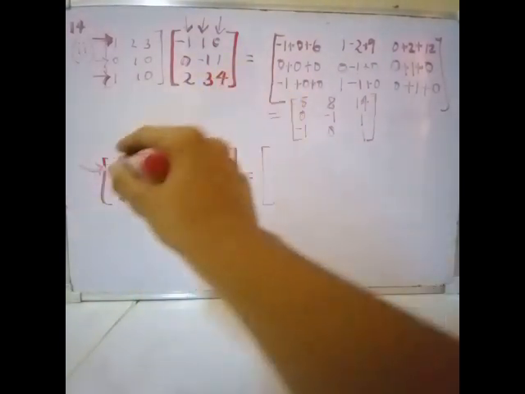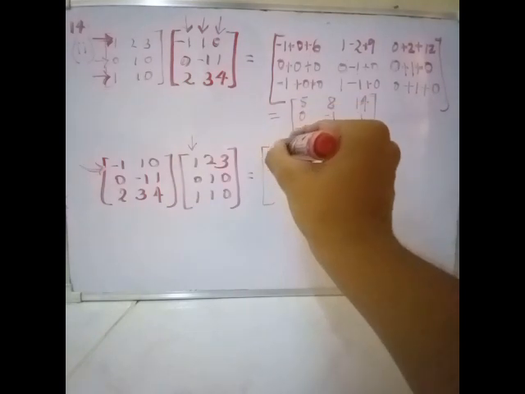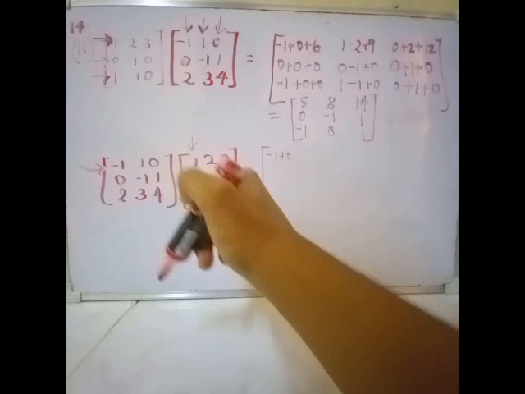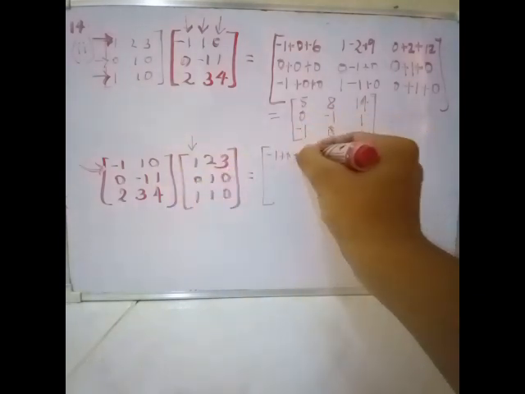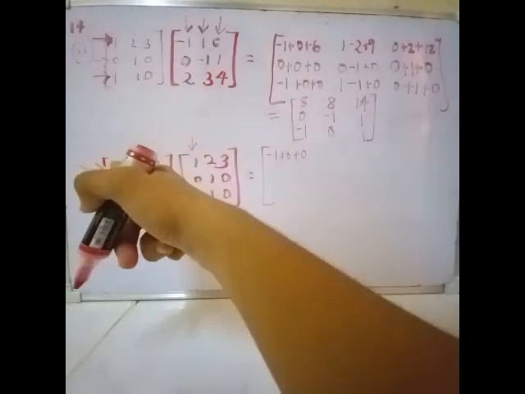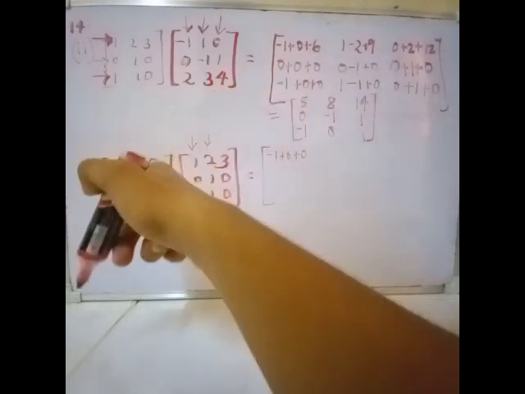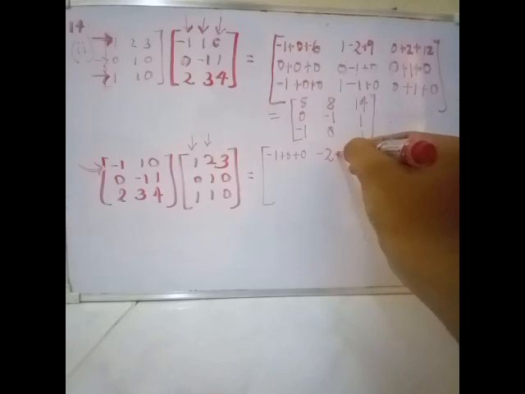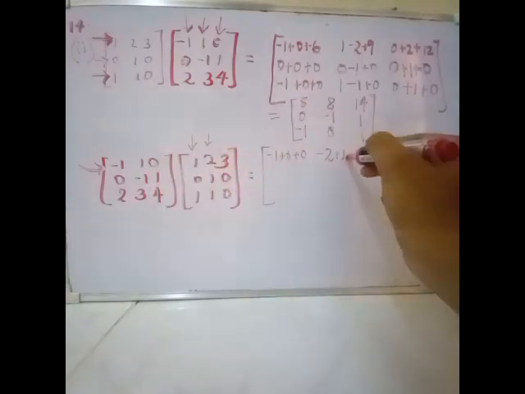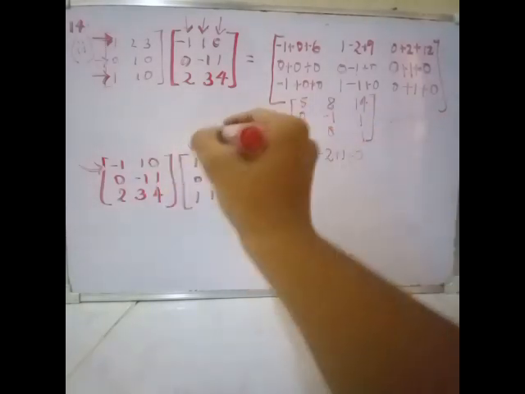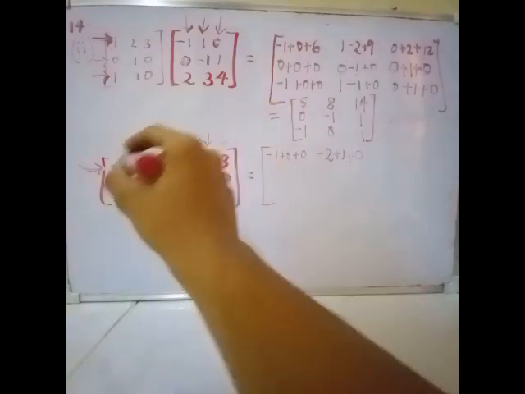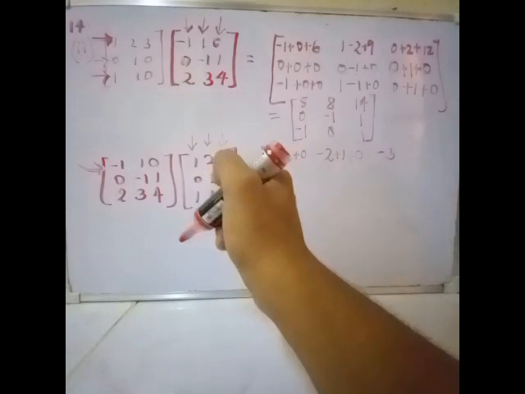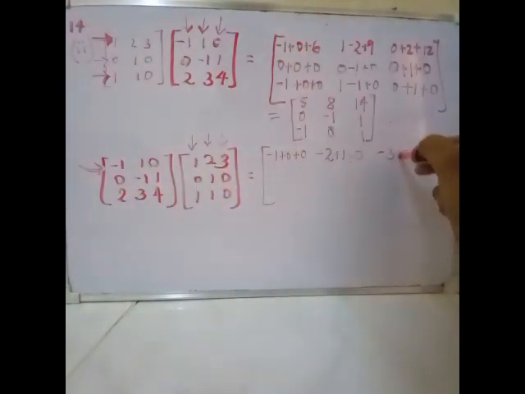First row with first column, minus 1 times 1 would be minus 1, 1 times 0 would be 0, and 0 times 1 would be 0. So now going to the second column, minus 1 times 2 would be minus 2, 1 times 1 would be 1, and 0 times 1 would be 0. Now third column, minus 1 times 3 would be minus 3. Now 1 times 0 would be 0, and 0 times 0 would be 0.